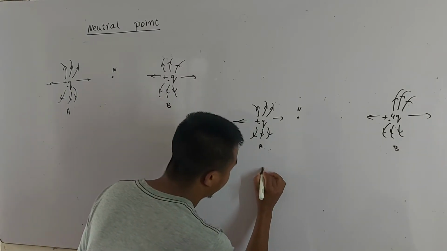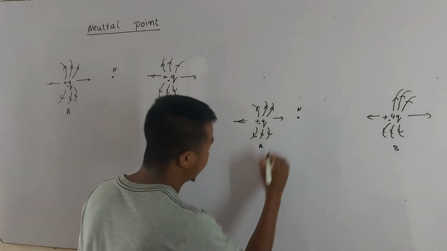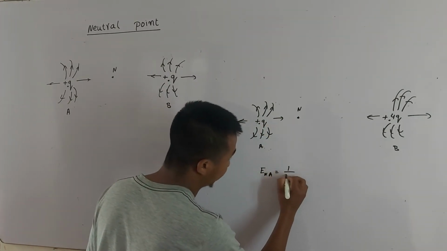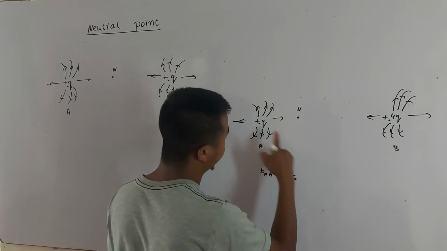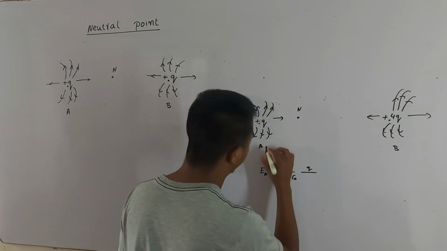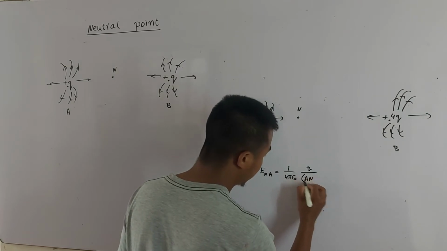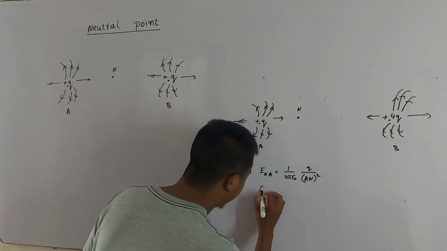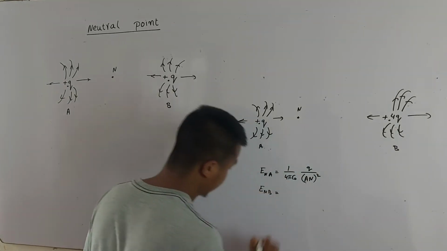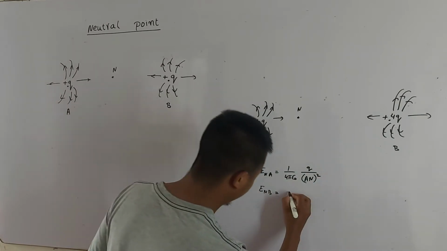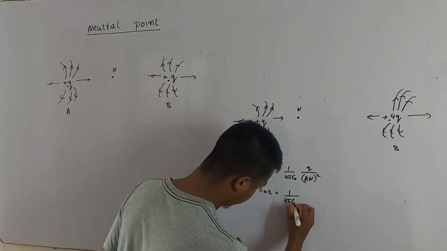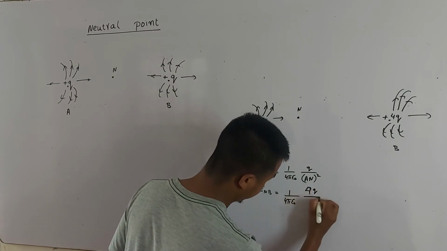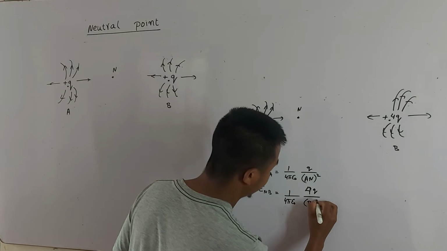Now what is the electric field at N due to the charge plus Q at A? It is 1 by 4 pi epsilon naught, charge Q divided by AN square. And the electric field at N due to the charge plus 4Q at B is 1 by 4 pi epsilon naught, 4Q divided by BN square.